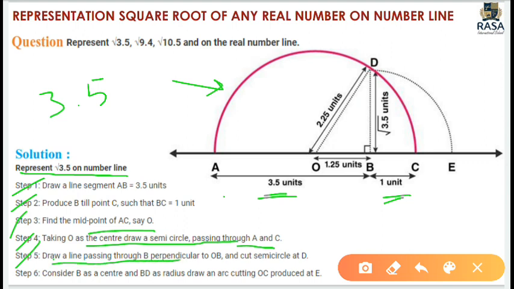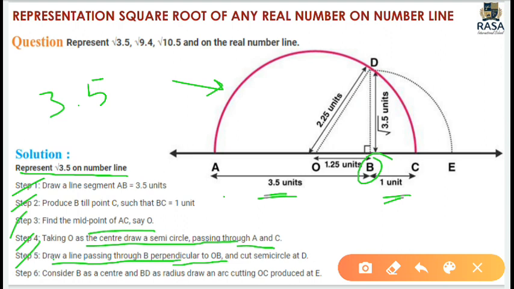Now step number 5, draw the line passing through B. Here we have point B. So we have to draw a line which is passing through B. So BD is the line which is passing through B, such that it is perpendicular to OB, means we are drawing a perpendicular at point B.